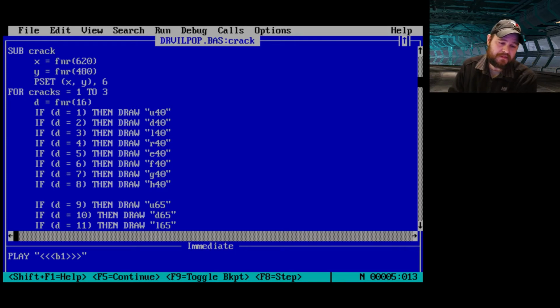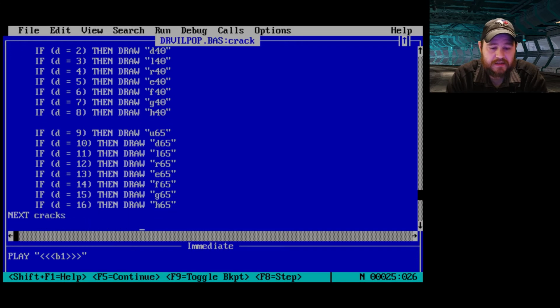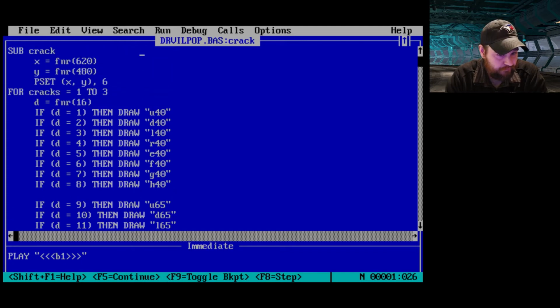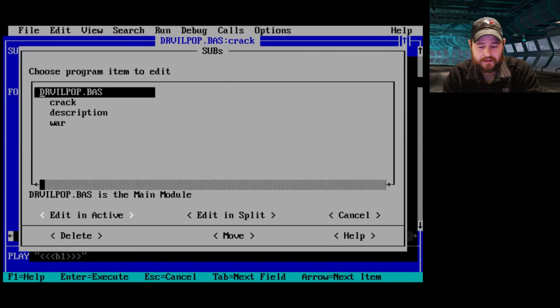So we've seen the draw command before: up, down, left, right, E, F, G, and H. If your random number is between 1 and 8, he's going to draw 40 pixels. If it's between 9 and 16, he's going to draw 65 pixels. So he's going to draw 3 lines colored the color of his dot here, which is 6, so that is going to be a light brown. Yep, that's all he does. So he draws the cracks on the ground.